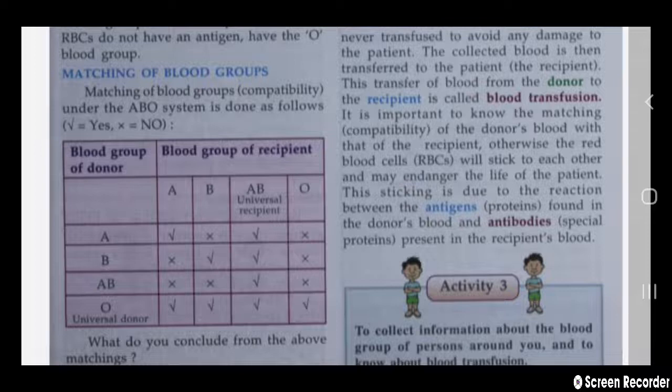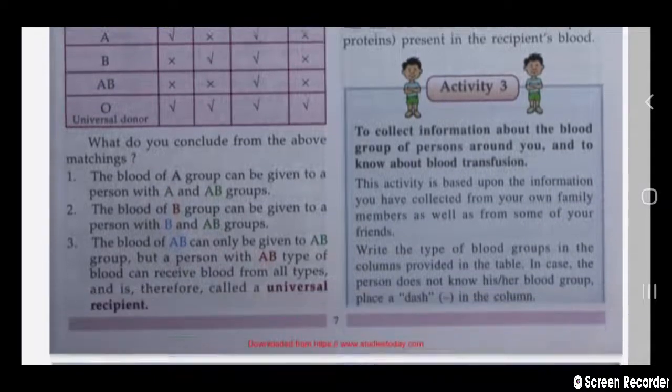Also, he cannot give blood to the O group people. And O blood group people, we can call them universal donors, because they can donate blood to A group, B group, AB group, or to the O group, who have the same blood group.